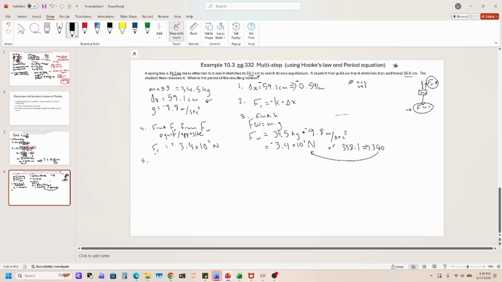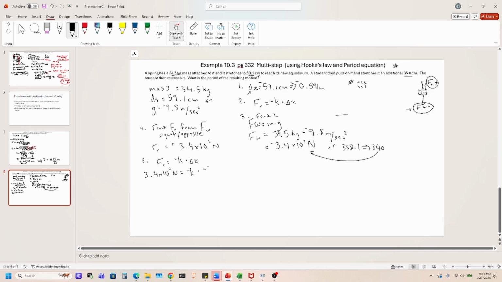Now we have enough information that we can use our Hooke's law equation. So we've got our restoration force is equal to our negative spring constant times our change in displacement. So we can take our values and plug them in. 3.4 times 10 to the second newtons is equal to, we still don't know the k yet, times our displacement, which is negative, right? Because we're going down. So that's what we have from up here.